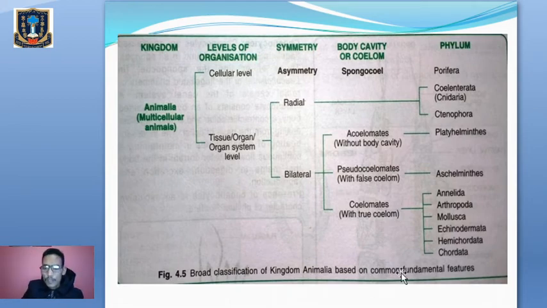So you have the phylum Porifera, phylum Cnidaria, Ctenophora, Platyhelminthes, Aschelminthes, Annelida, Arthropoda, Mollusca, Echinodermata, Hemichordata, and Chordata. These phyla have been categorized depending on those bases of animal classification which we have learned in our previous classes. Okay, so first of all we'll see the phylum Porifera. We will see their general characteristics and we will also see examples under the phylum Porifera. So let us begin with the first phylum of the animal kingdom, that is phylum Porifera.